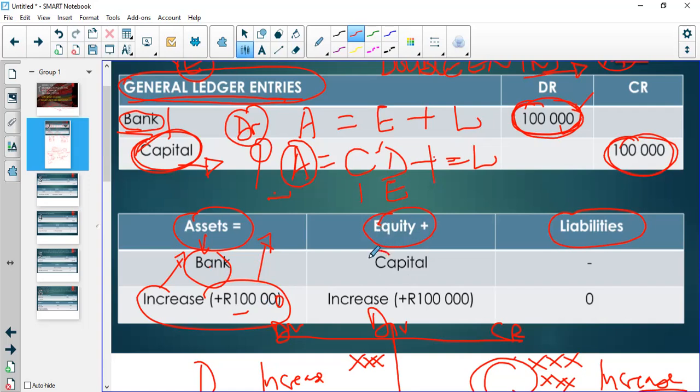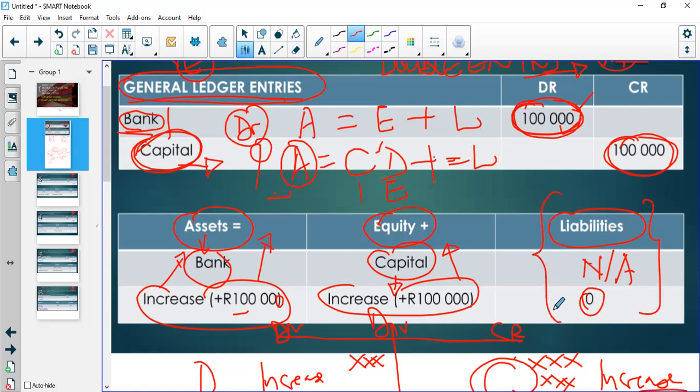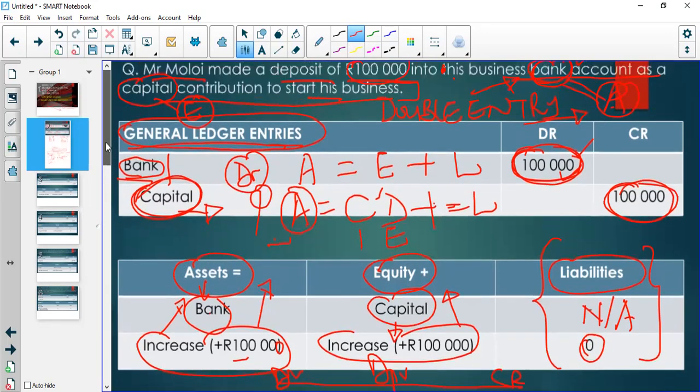But also it was a capital contribution, so as a result, there's an increase of 100,000 on equity. What your examiners want is that you put a not applicable here and a 0 under this position, because your liabilities were not affected. We don't owe anyone whom we have to pay back the money as a result of this transaction. So we refer to this as an owner transaction.